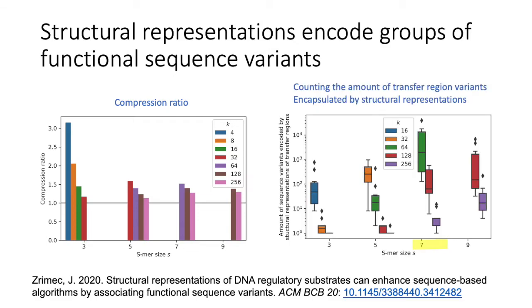We then explored how many sequence variants of a motif, or whole regulatory region, each instance of the structural representation encapsulated. And we found that representations of transcription factor binding site motifs with S-mer size of 7 base pairs encoded on average 2 to 10 sequence variants. But with whole transfer regions, this increased 32-fold, so a single instance of a representation could encode from 10 up to 2,000 sequence variants of a region.